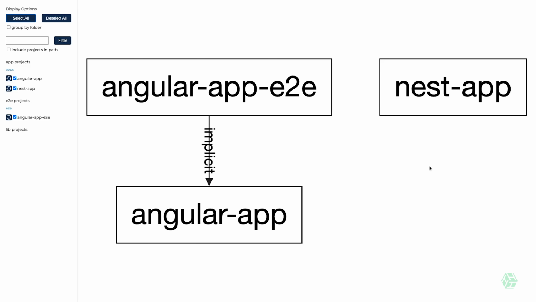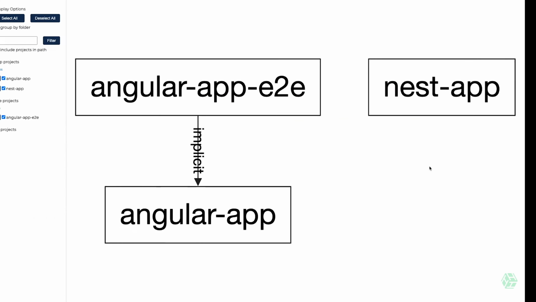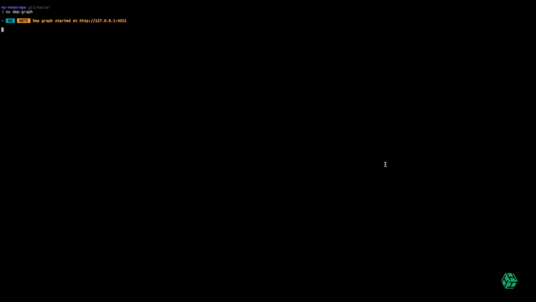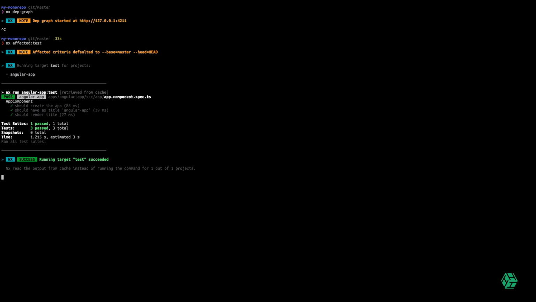So this dependency graph can also become useful when we're using the next command, which is the affected command. Using the affected command, I can actually run any targets for projects that I have affected with my current changes in my version control system. So for example, I can run tests for affected projects.